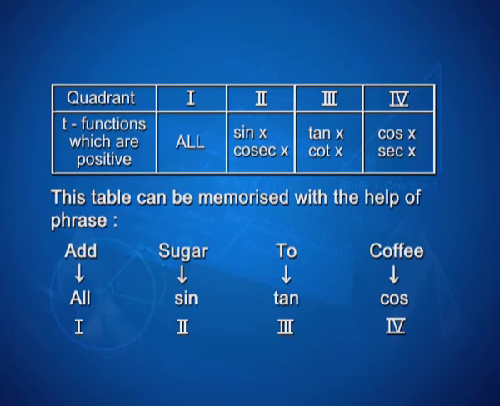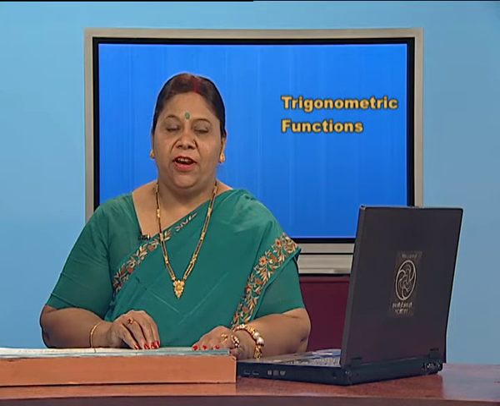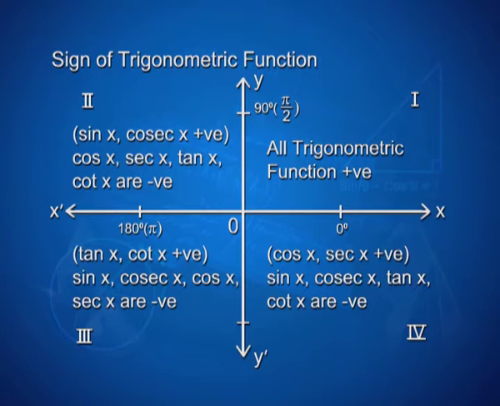They are positive in the third quadrant, and the first letter of the fourth word Coffee indicates cos and its reciprocal. They are positive in the fourth quadrant. The signs of trigonometric functions can be visualized in the plane as shown in the figure. First quadrant, second quadrant, third quadrant and fourth quadrant are seen here.